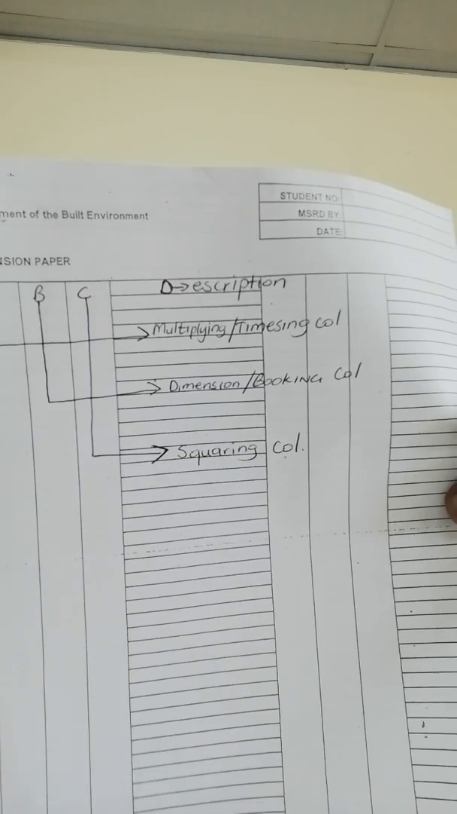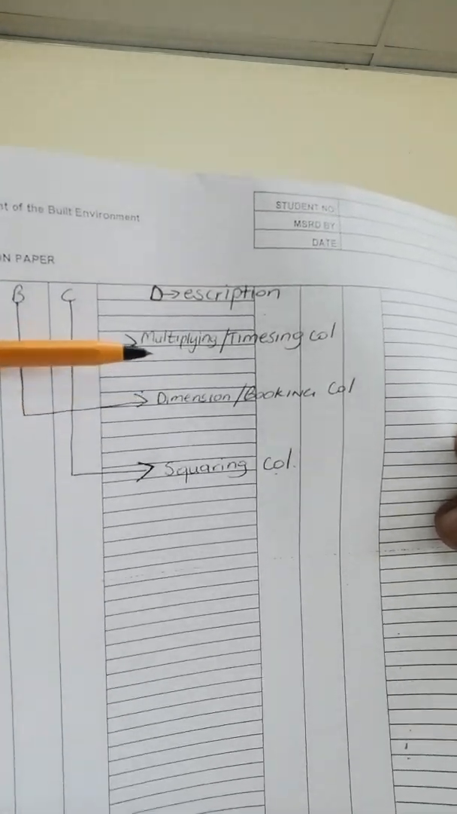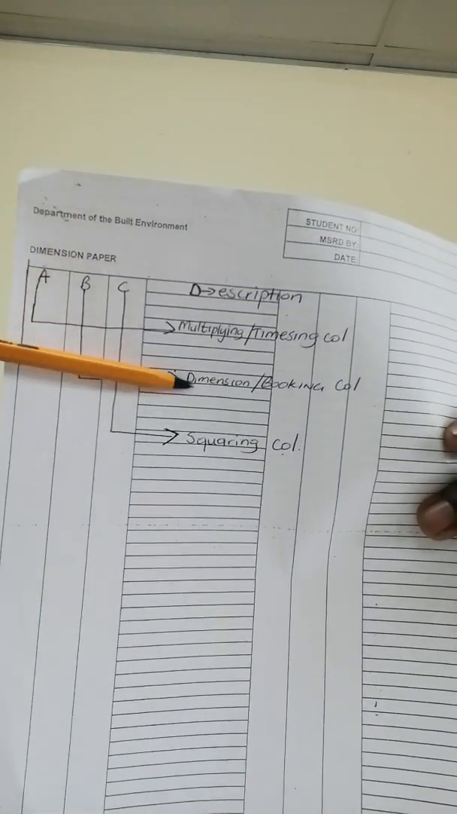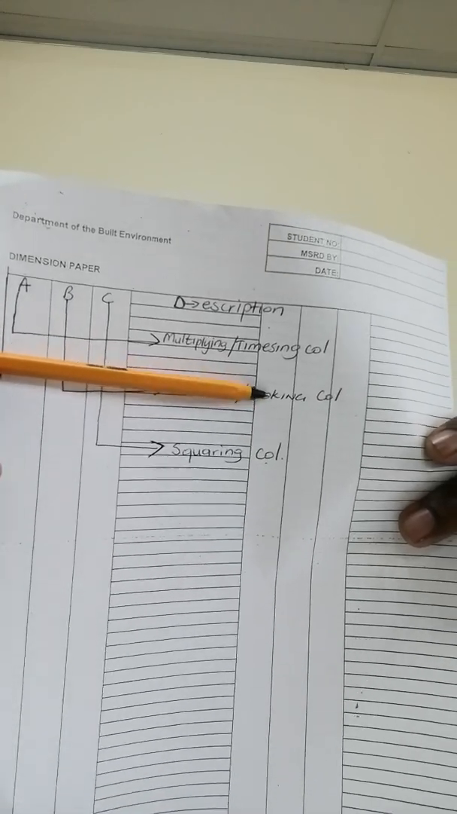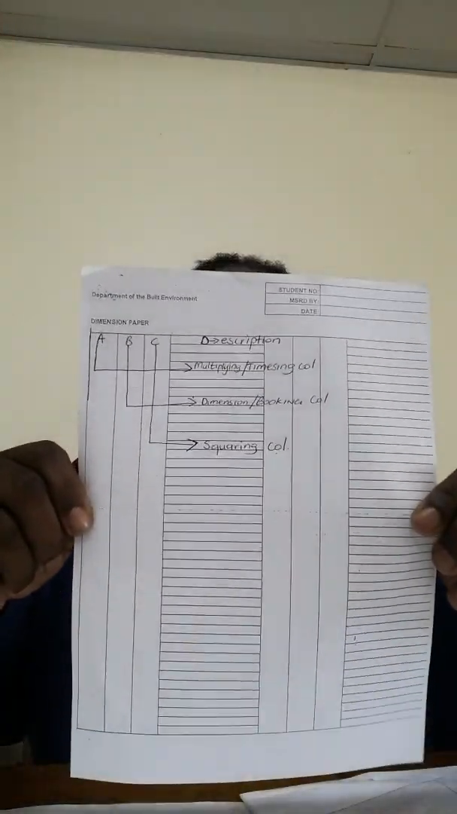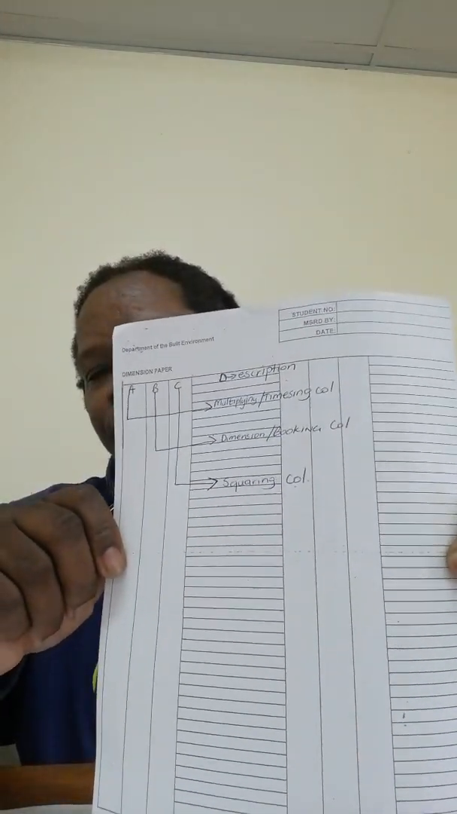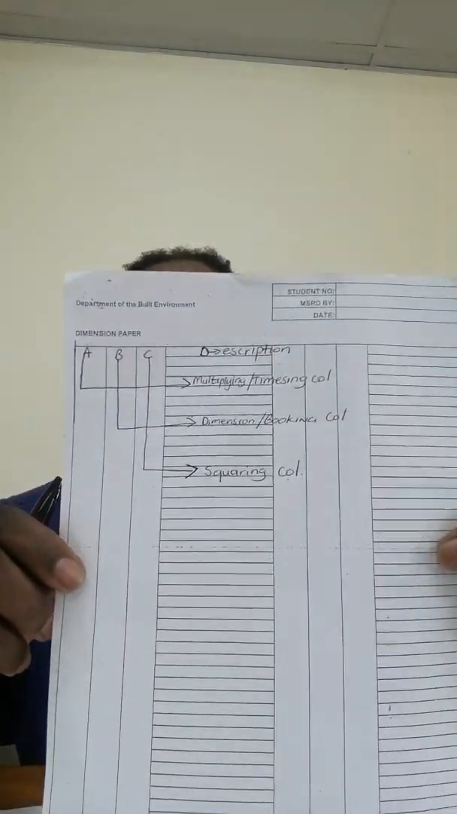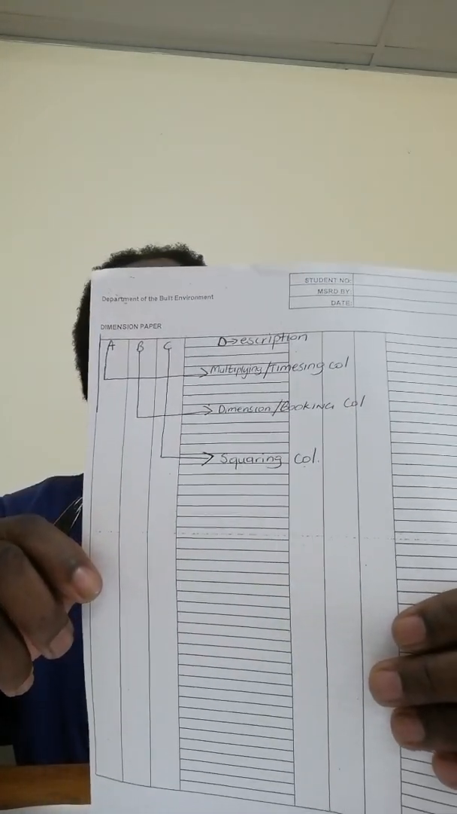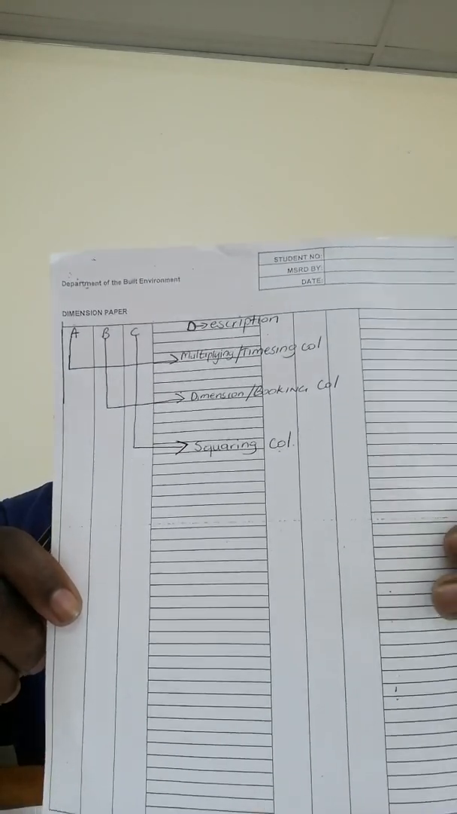We've got column A. Column A is called the multiplying or the timesing column. And then we've got column B. Column B is called the dimension column or the booking column. That is where your quantities are. That is where your estimations are in column B. That's why we're calling this the dimension paper. So you need to draw your books like so that you will be able to do the taking offs.